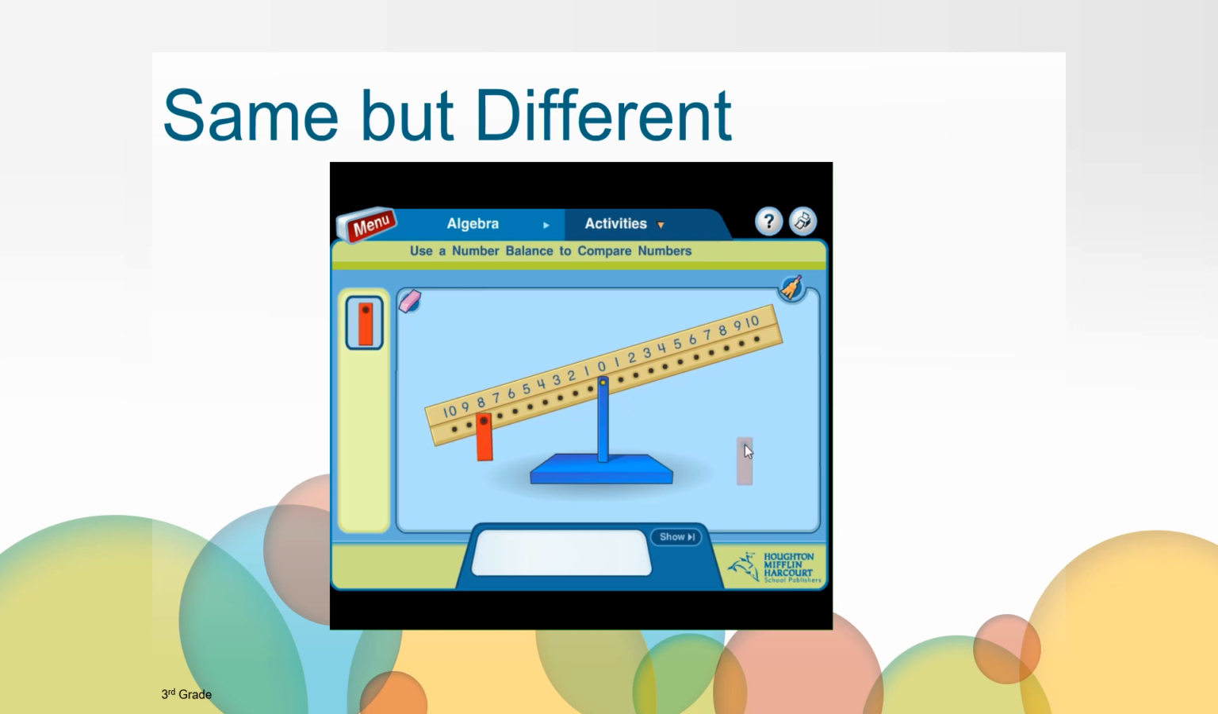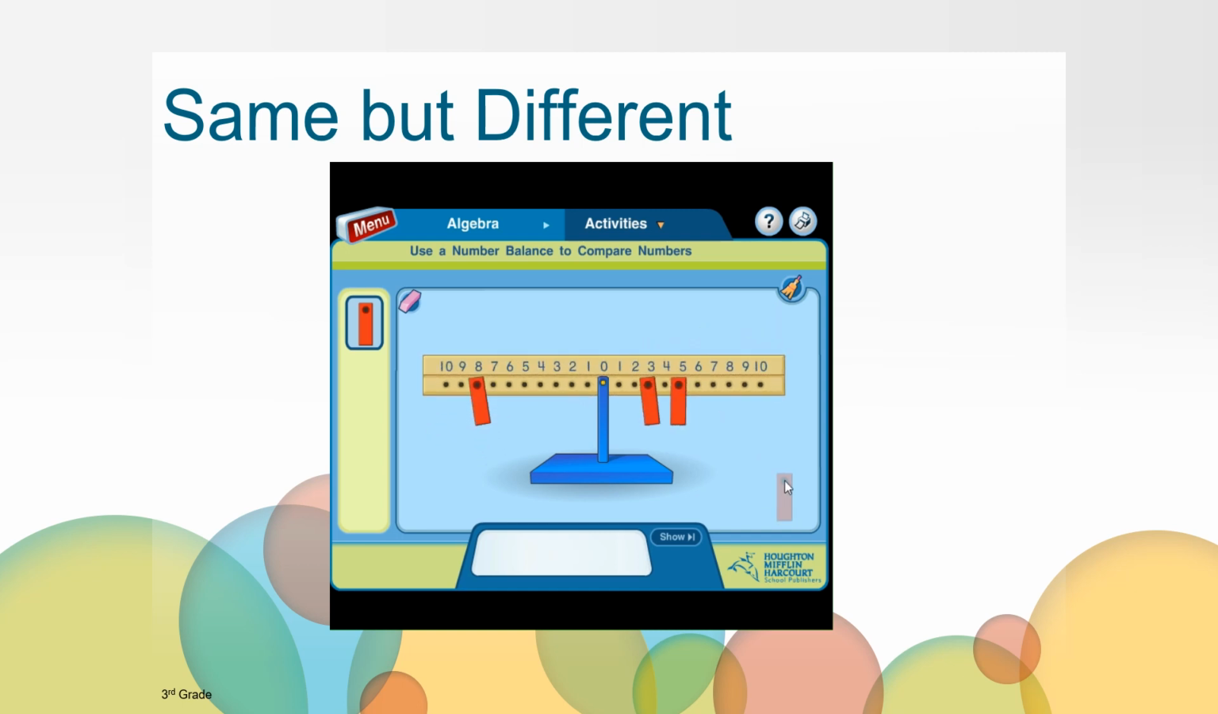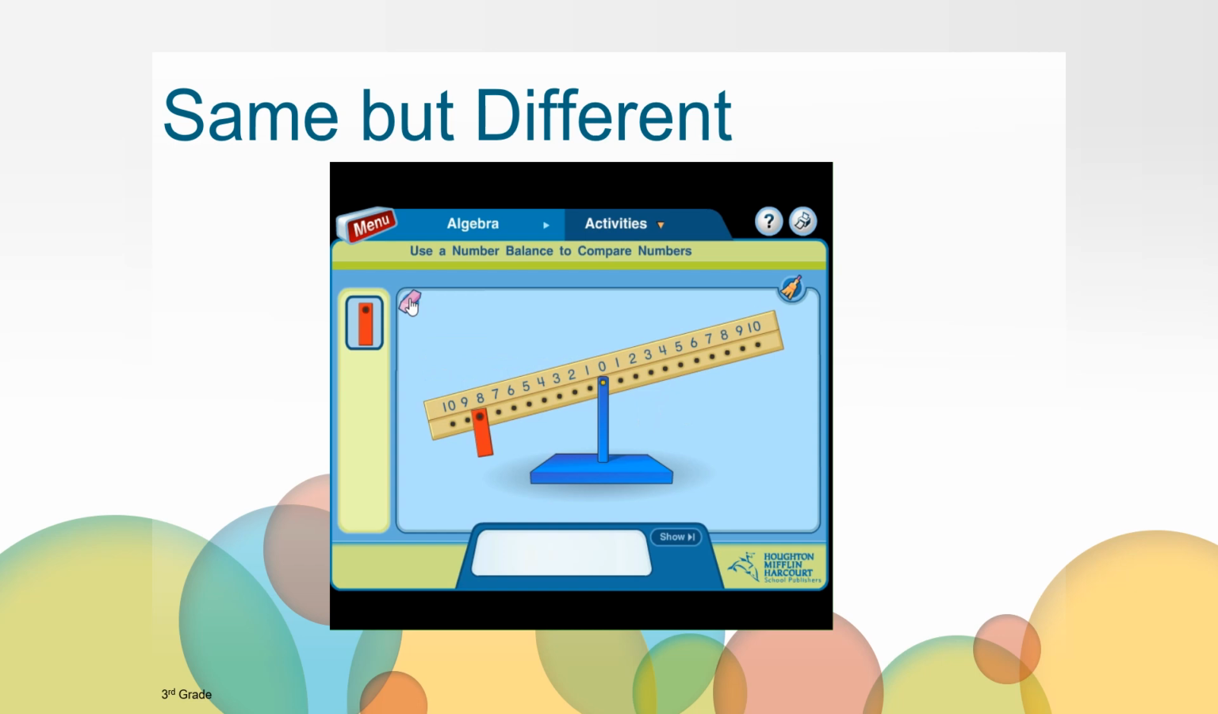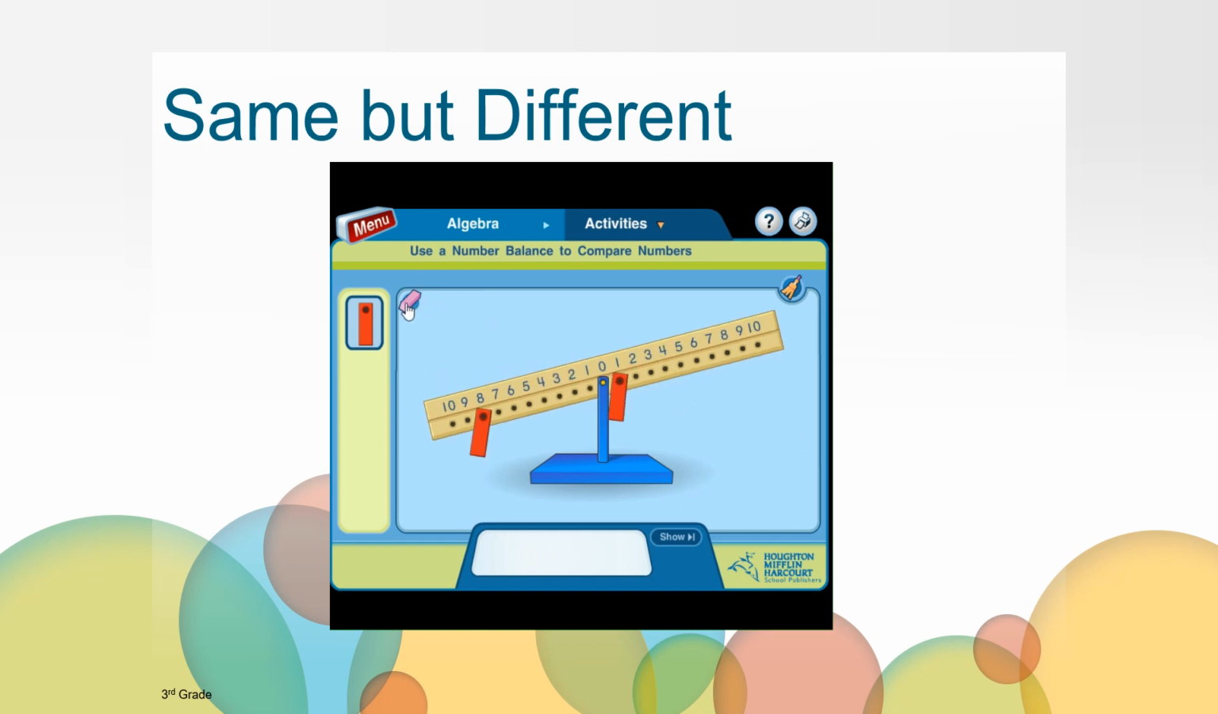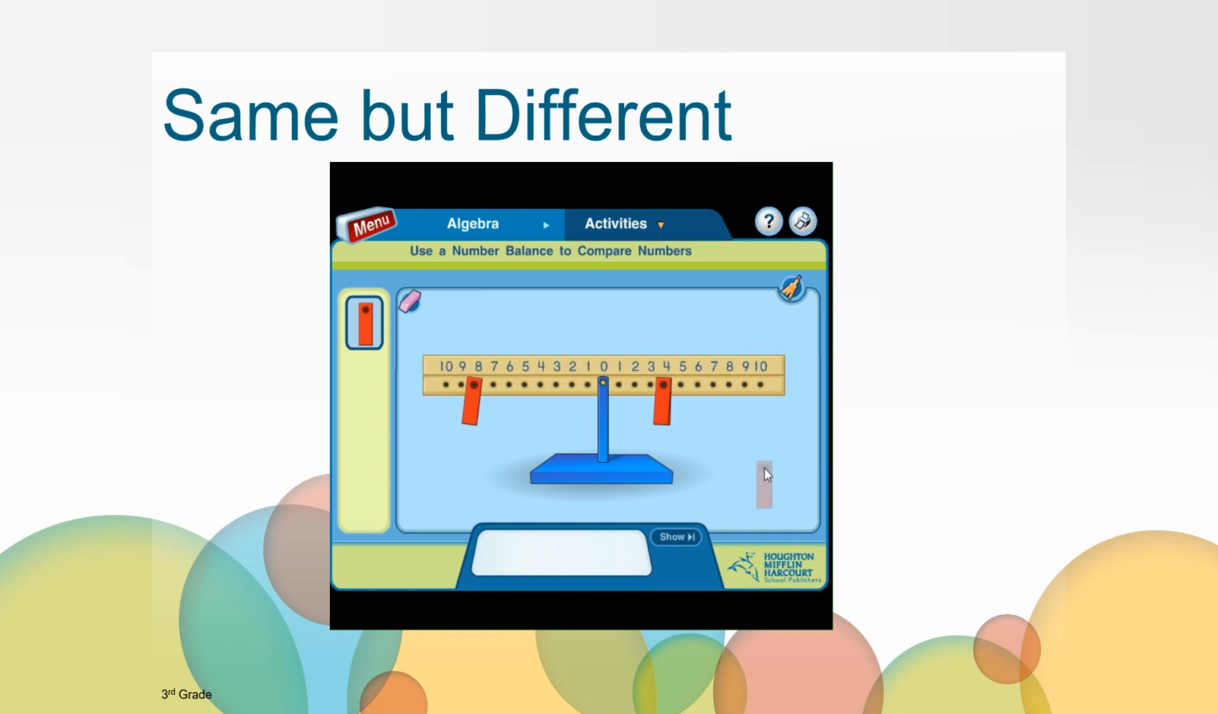Is there another way to make 8? I could use 3 and 5. 3 and 5 make 8. These are balanced or the same or equal. Is there another way to make 8? 1 and 7 make 8. So 1 and 7 balance or the same as 8. Are there any other ways to make 8? 4 and 4 make 8. These are the same or are balanced.